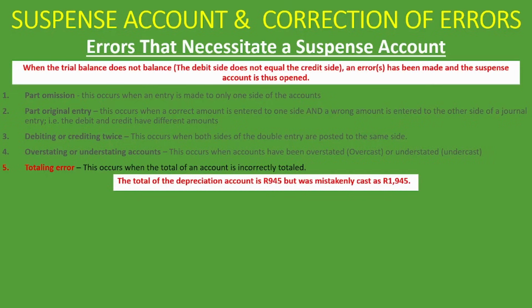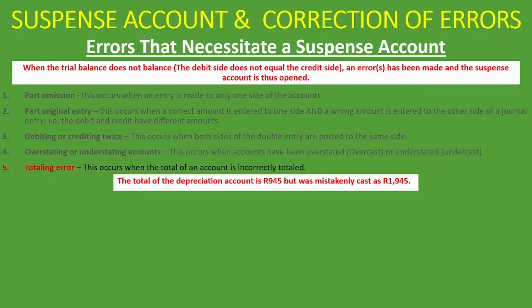Okay, so in this case it was overcast, because instead of 945 rand we have put 1,945 rand, meaning it's 1,000 rand more than it should be. That means if depreciation is an expense on the debit side, we need to credit the amount it was overcast by, which is 1,000 rand. Obviously 1,945 rand minus 945 rand gives us 1,000 rand. So we need to credit depreciation by 1,000 rand and we debit the suspense account.